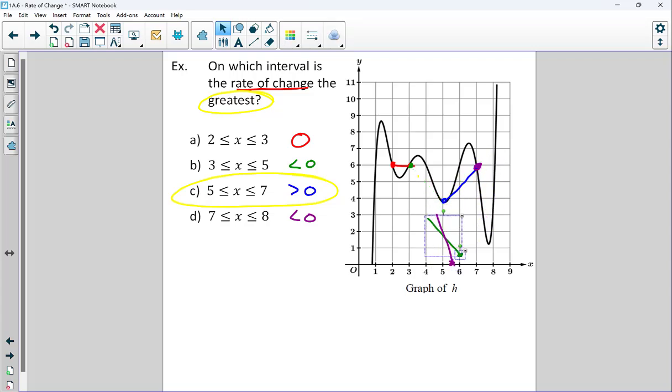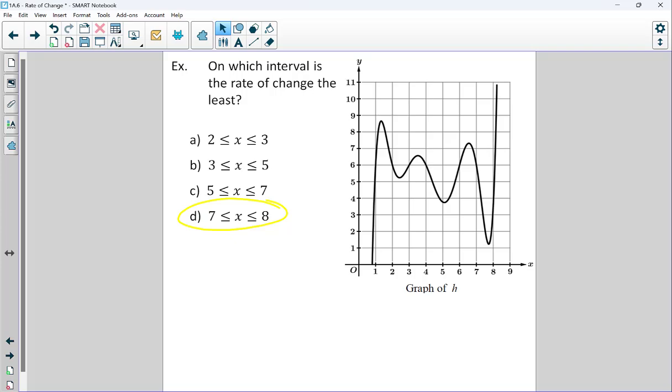A slope that's closer to horizontal is going to be closer to zero. A slope that's closer to vertical is going to be a larger magnitude of number. It's not larger positive, it's larger in magnitude. So this slope, the purple slope, because it's steeper, is a smaller number than this number right here. This one would be more negative than this one. So our answer on this question will be D.